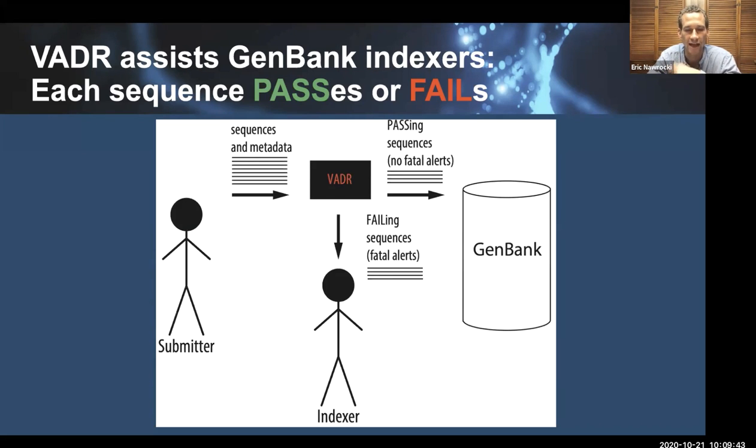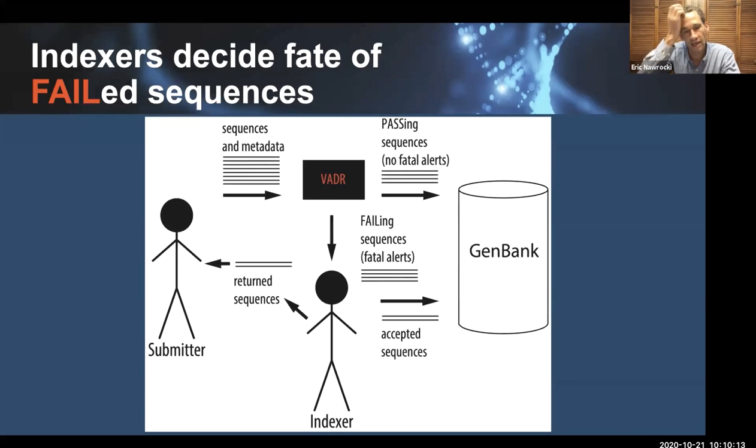So VADR identifies many different types of issues with sequences or unusual features of sequences, some of which may be innocuous and the sequence is perfectly biologically valid, but those situations warrant the sequence to be looked at by an expert indexer. So that's what VADR does. It passes some sequences automatically and others are going to fail and be looked at by the indexer. And the indexer then looks at the information returned from VADR and determines if those sequences should be accepted because they look fine or if they should be returned to the submitter.